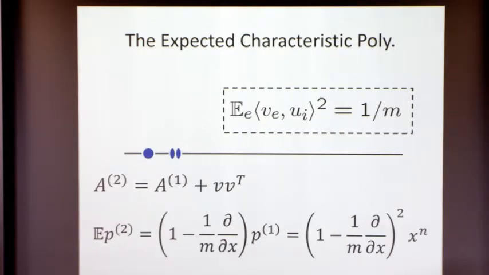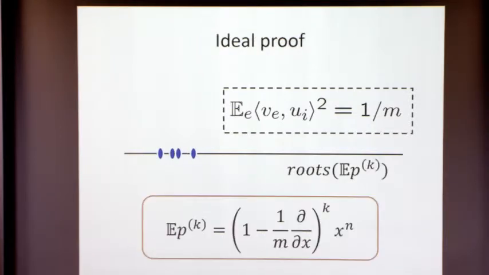Okay. So I can add another vector. In the next step, I can choose another random vector, and I'll get another rank 1 update. But again, if I just look at the expected characteristic polynomial, this corresponds to subtracting off a multiple of the derivative. Okay. And then I do it again. I have this interlacing thing going on, which I just proved.